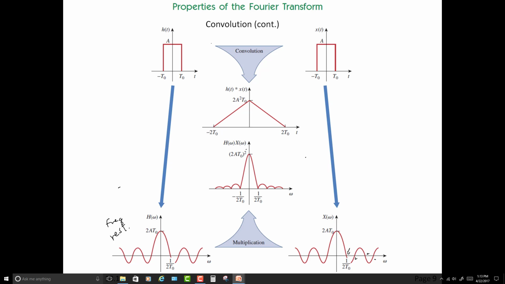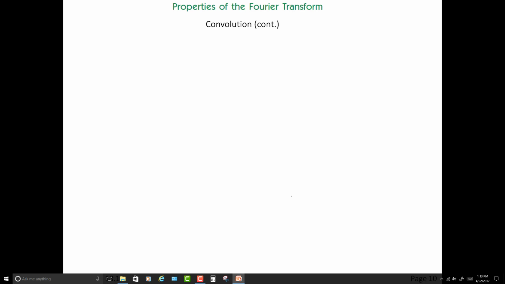This is typical of what happens, okay? But the beautiful thing is a process that was always a little tricky in the time domain becomes very simple in the frequency domain. So we like dealing with signals that have really cooperative frequency representations. All right, let's go on.